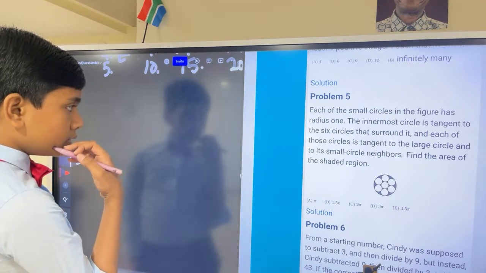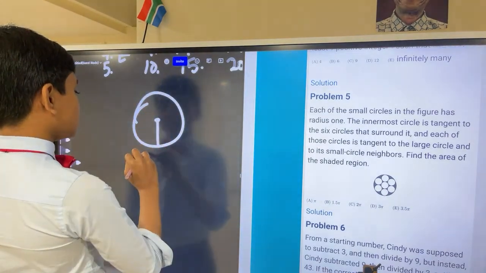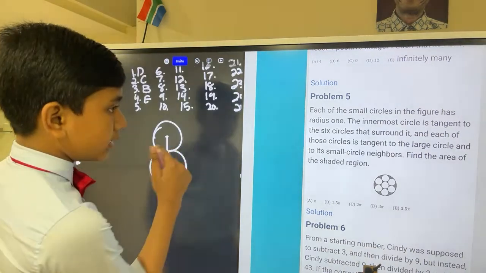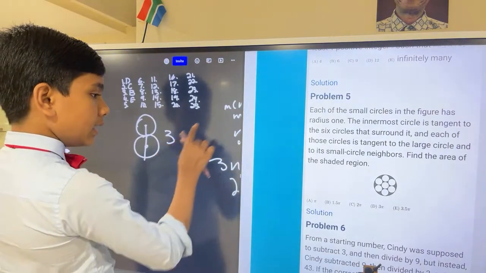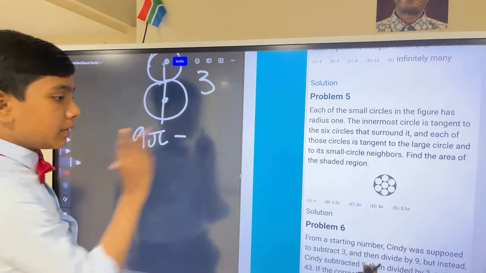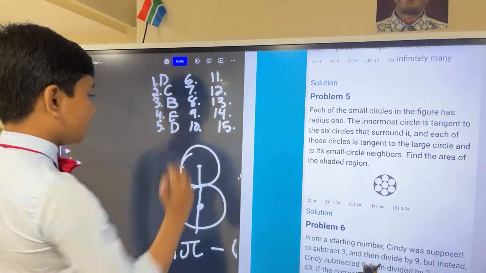No, 2.5 times. Well, no, 3 times. Because you have this, and then you have the diameter of 1 whole 1. So that's 3 for the radius, and that means that the area of the big circle is 9 pi minus the little circles, which are 6 pi, which leads me to D, 3 pi.